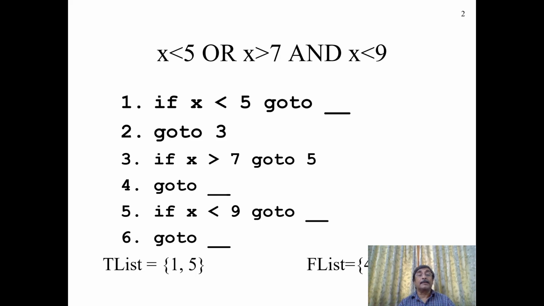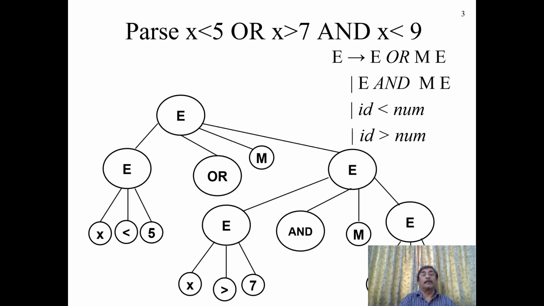Similarly, in case x is greater than 7 but x less than 9 does not hold true, then again the condition is false, right? And then I know that I have to go to the false exit of this particular compound statement. So what will the parse tree look like?